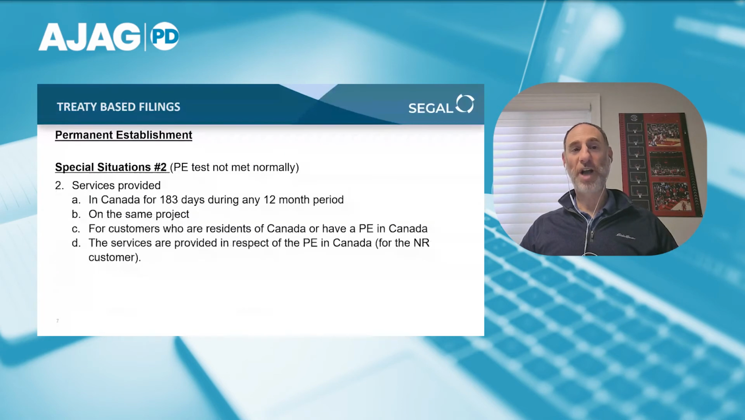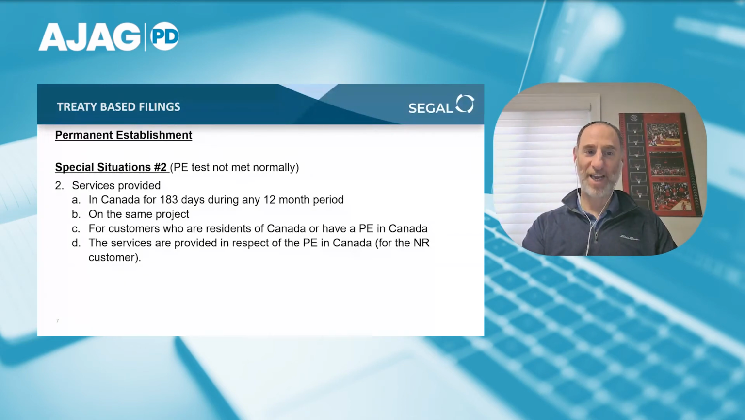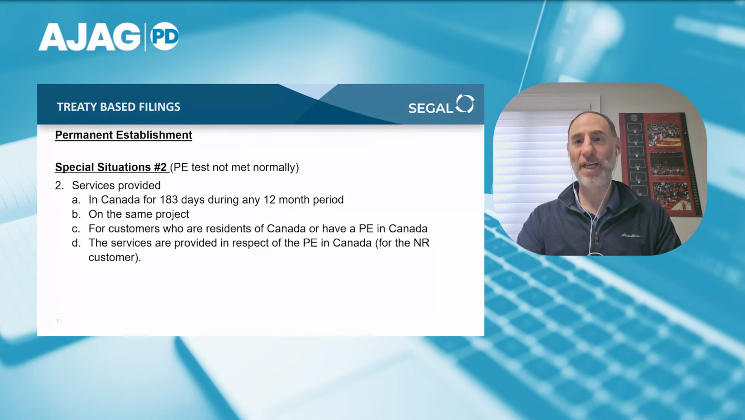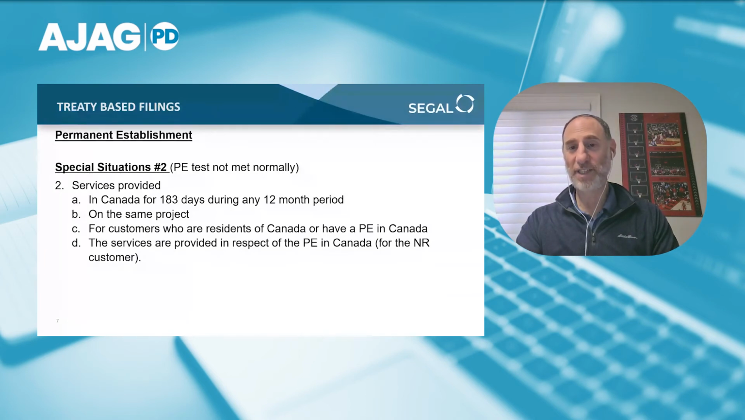Here's another situation where you have a permanent establishment. In this case, the services were provided, again, for 183 days within a 12-month period, on the same project for customers who are residents of Canada and have a PE in Canada, and the services are provided in respect to the PE in Canada. So to give you an example, an American company sends somebody on a large project, and they're here for a long time, and they're servicing a Canadian customer. Again, that is not an overly complicated situation.